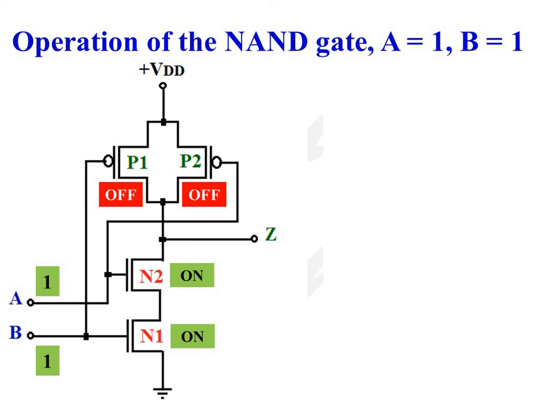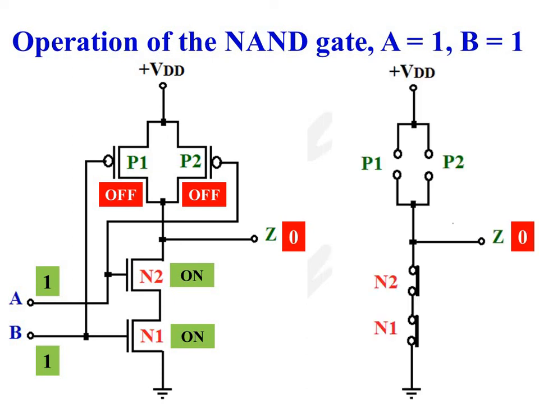As output is connected to ground through the on transistor N1 and N2, voltage at output Z is equal to ground potential, or output is at logic 0. This is the equivalent circuit of the CMOS NAND gate when A is equal to 1 and B is equal to 1. So in the case of a CMOS NAND gate, when any one of the input is equal to 0, output is equal to 1. When both inputs are at logic 1, output is equal to logic 0.